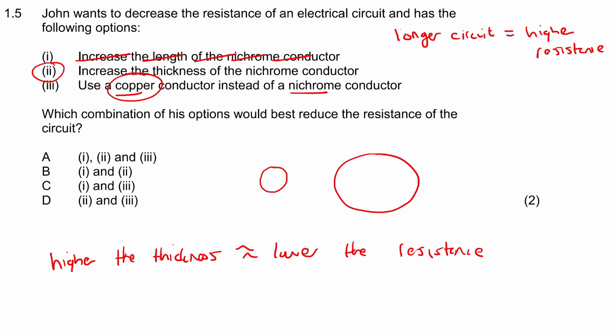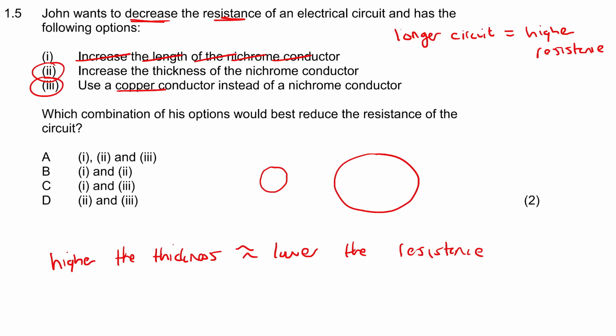That is the cheaper option. And so the fact that we use copper in real life and we don't use nichrome, that should be a hint that copper is obviously better. So copper must have the lower resistance. So if John wants to lower the resistance, should he use copper instead of nichrome? Yes, he should. And so number 3 is also correct.